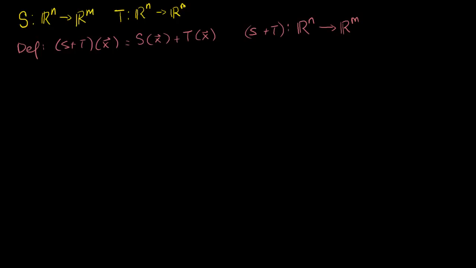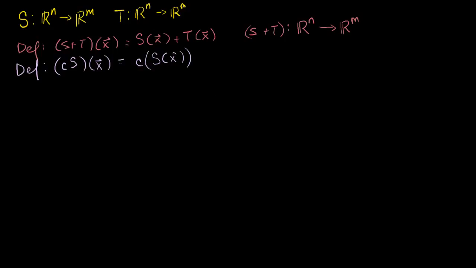I'm going to define a scalar multiple of a transformation. So I'm going to define, let's say, c, where c is just any real number, c times the transformation S of some vector x. I'm going to say that this is equal to c times the transformation of x. And similarly, the transformation of x obviously is going to be in Rm. So if you multiply any vector in Rm times some scalar, you're still going to have another vector in Rm.